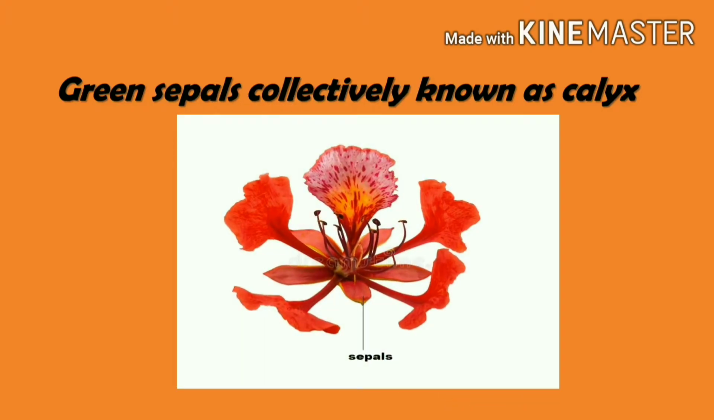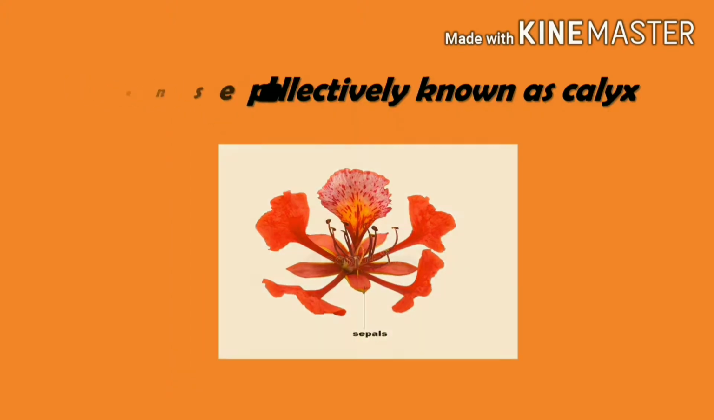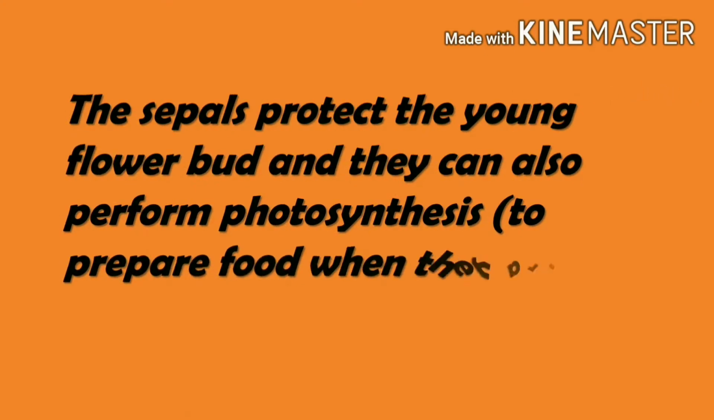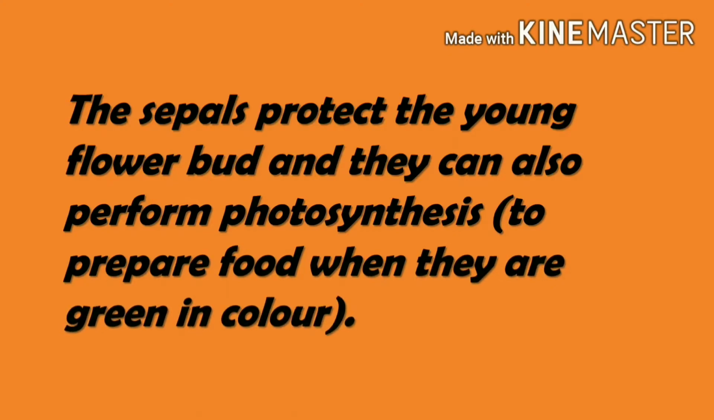Sepals are usually green, but in some cases they are brightly colored, often called petaloid, as in gulmohar, where they are red in color. Functions. The sepals protect the young flower bud and they can also perform photosynthesis to prepare food for the plant when they are green in color.